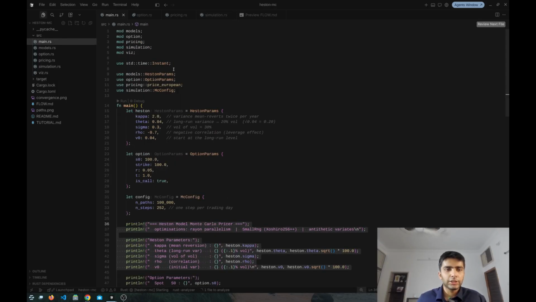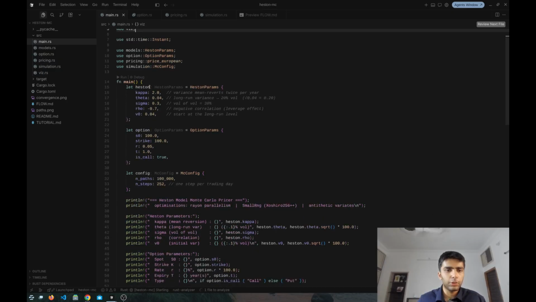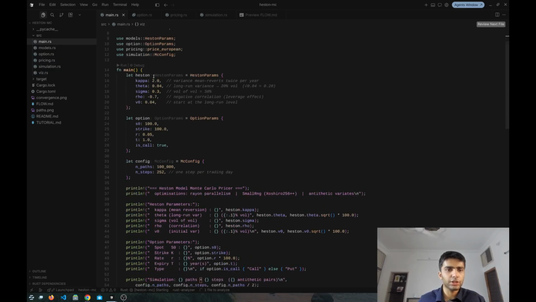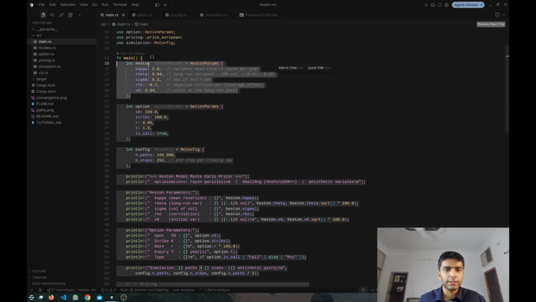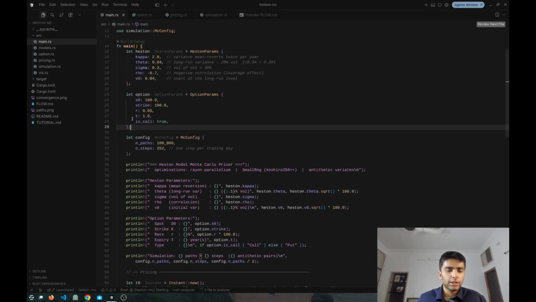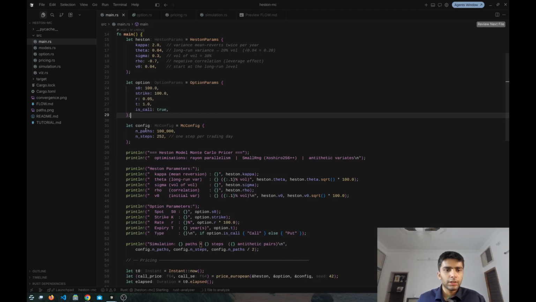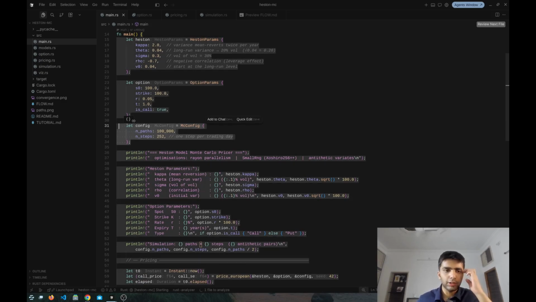Okay, so let's begin with the main.rs file. Firstly we do this to make the Rust analyzer recognize these files, and then we import the respective functions, and then we define the calibrated Heston parameters, and here we have defined the option contract for which we want to get the estimated price. And then here we define the configuration for our Monte Carlo simulation.